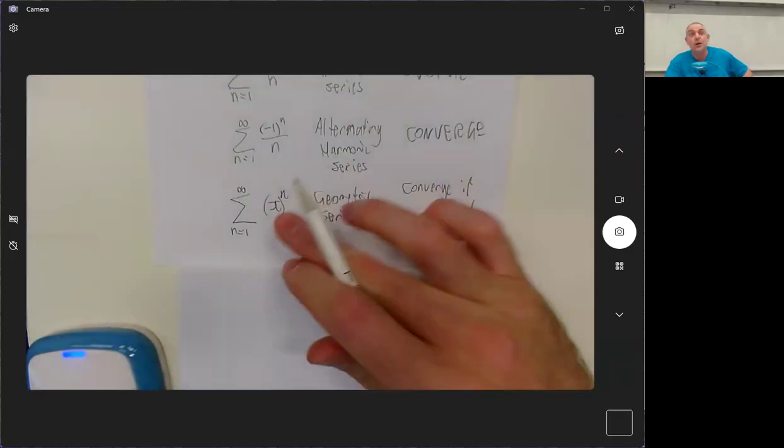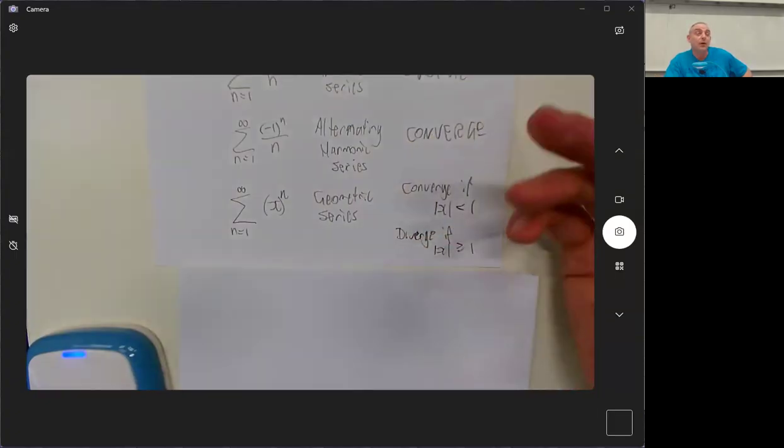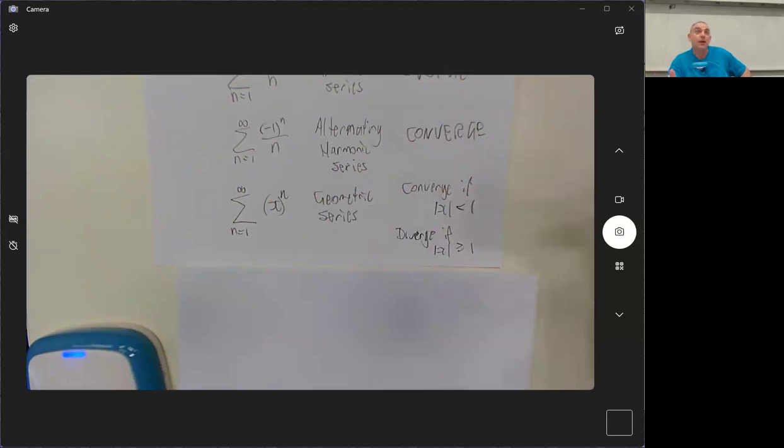But if a number is less than 1, then its powers get smaller and smaller. Like a half squared is a quarter, and a half cubed is an eighth, and so the numbers you keep adding on are smaller and smaller, and so overall they just don't get past a certain spot. If you keep adding less and less and less, sometimes you don't get past a certain spot.